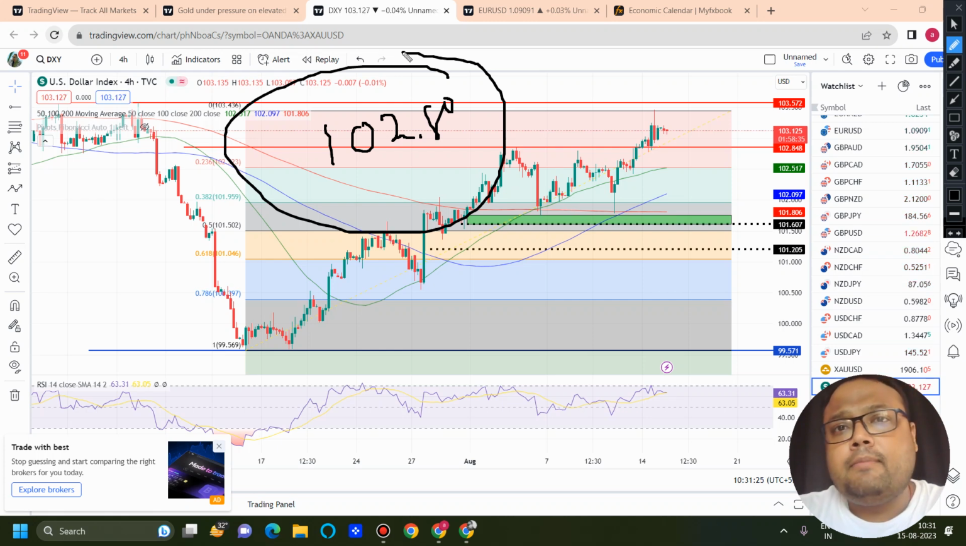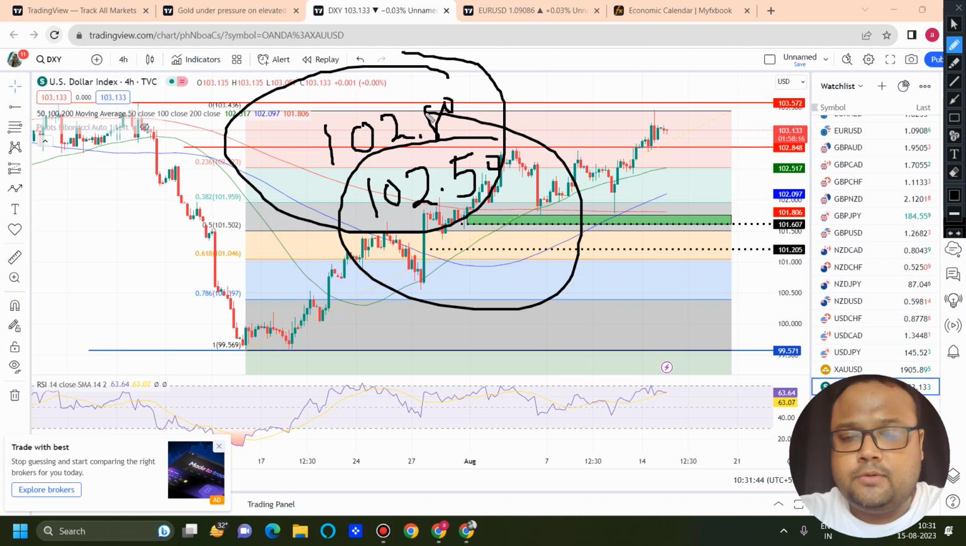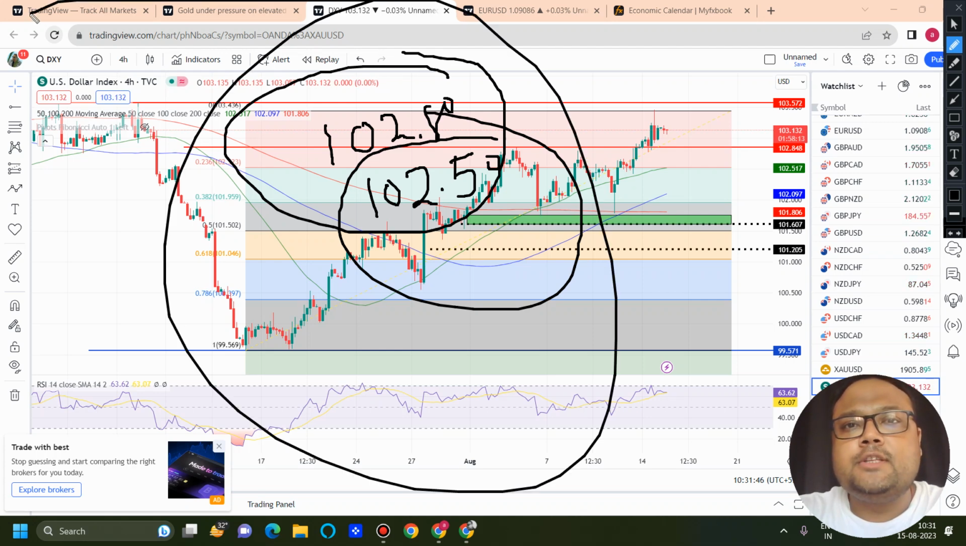So volatility of the market will be very important. If the volatility is low, this is the support for the market. In case the market shows volatility, if by the European session the market shows some craziness and breaks 102.80, then the next support will be around 102.50. So these are the two support levels before the news on the chart of the DXY.